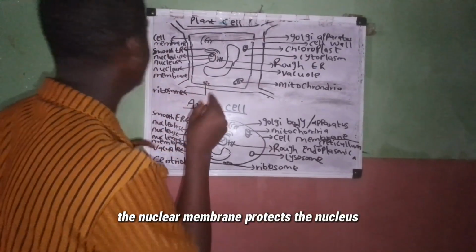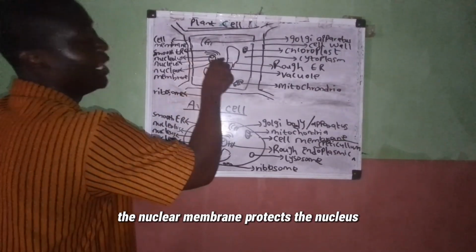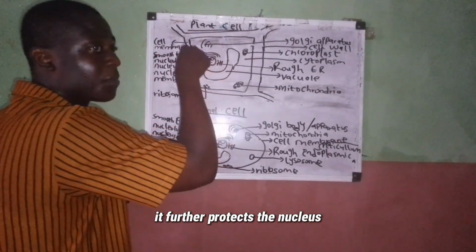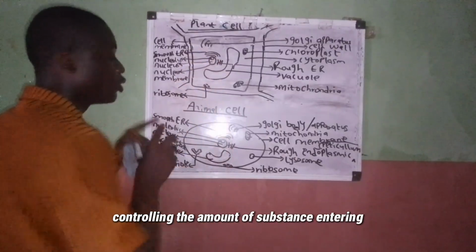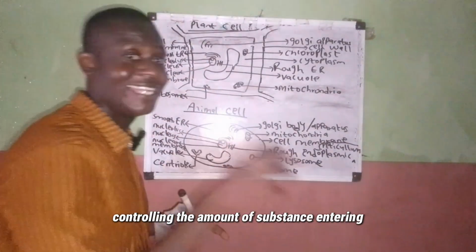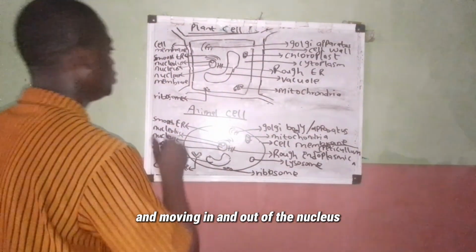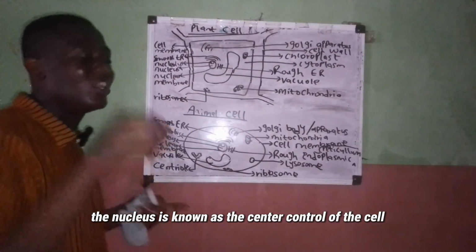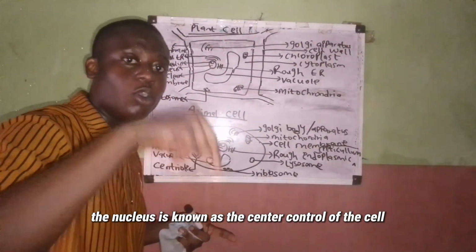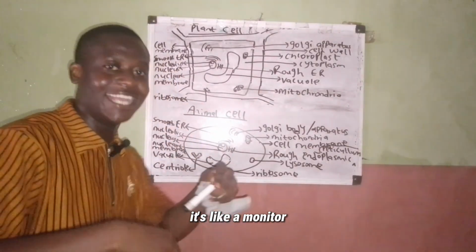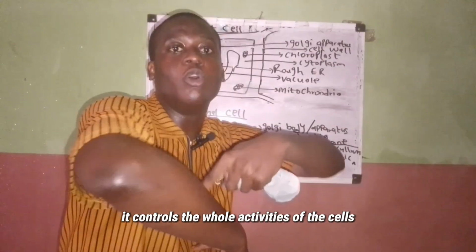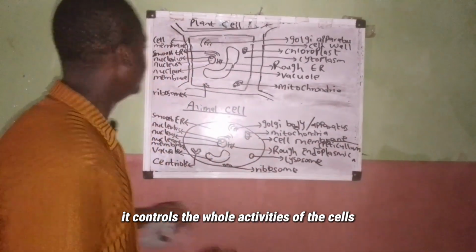The nuclear membrane protects the nucleus. It further protects the nucleus, controlling the amount of substance entering and moving in and out of the nucleus. Now, the nucleus is known as the control center of the cell. It's like a monitor. It controls the whole activities of the cell.